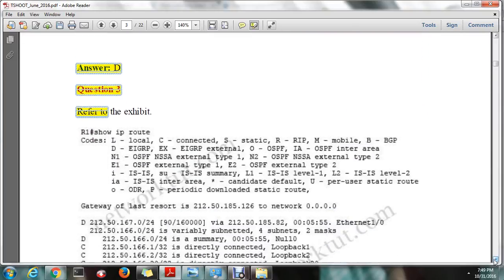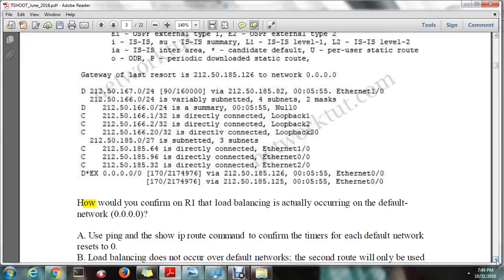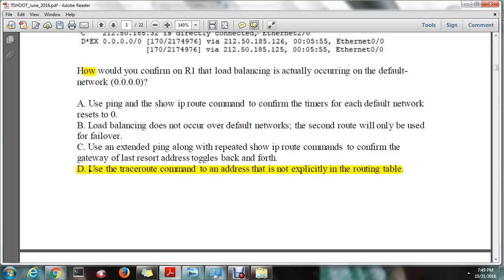Next question, the show ip route output was there. How would you confirm R1 load balancing was happening for the default network? The traceroute command is the best option to check whether load balancing is happening from the PC itself. Okay, without going to the router, from the PC itself you can check with the traceroute command. In PC it's tracert, in router it's traceroute. We are going to execute it on that router, so use the traceroute command to addresses that are not explicitly in the routing table.